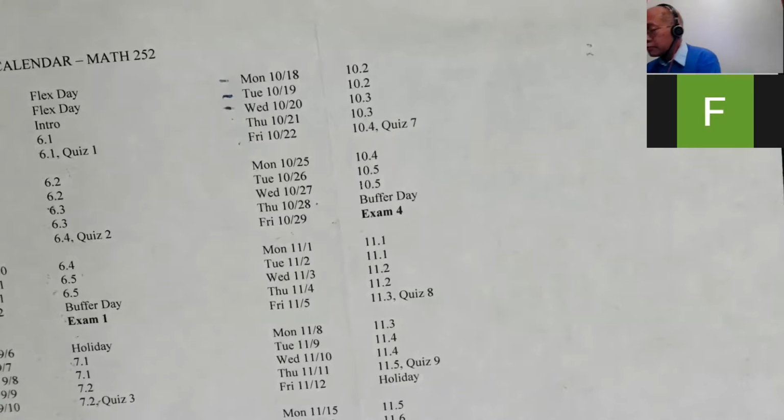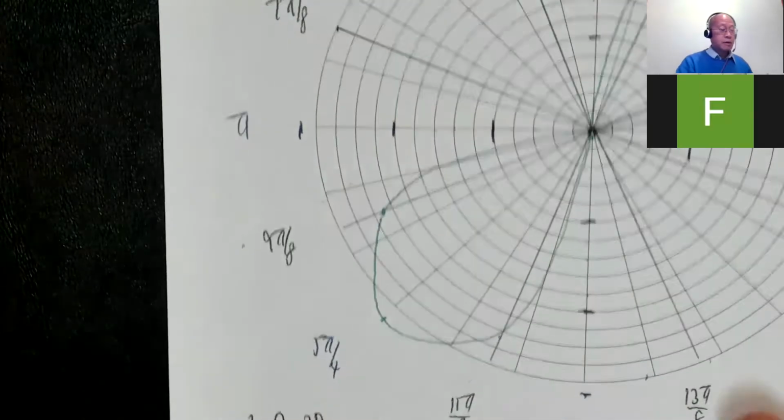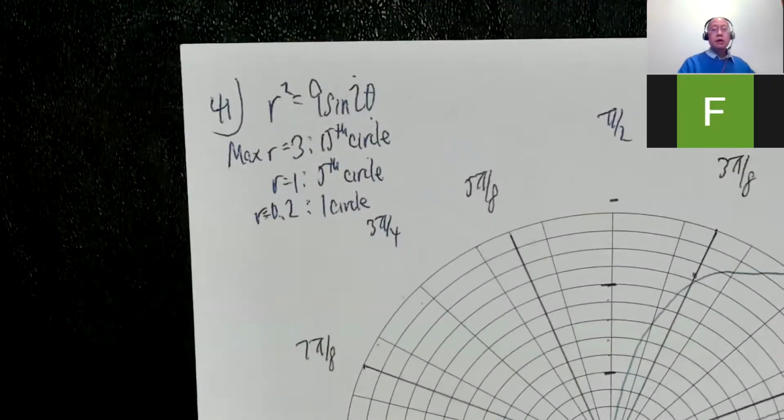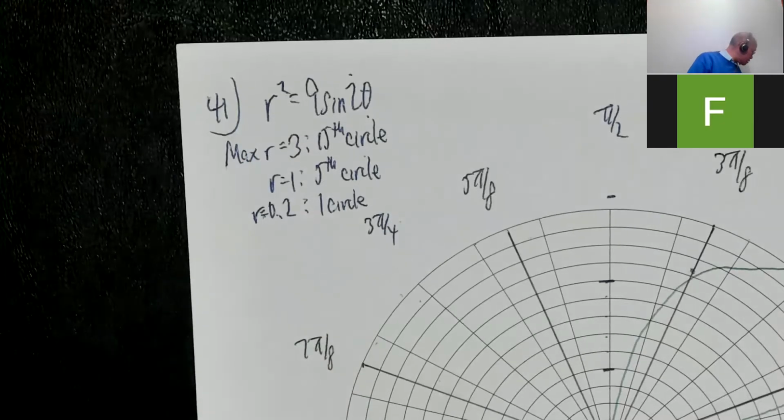So a couple more that I want to go over today, important concepts. I showed you a bunch yesterday of polar graphs. Now I'm going to do for you number 41. A couple extra themes that we have to worry about here. Okay, 41, r squared equals 9 sine of 2 theta.